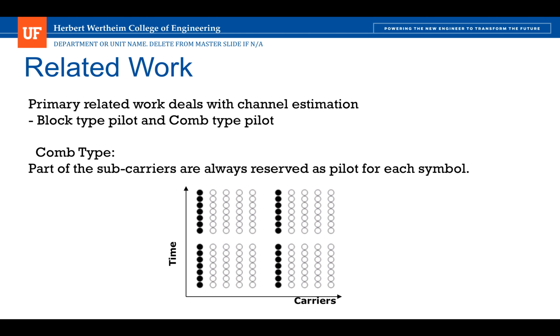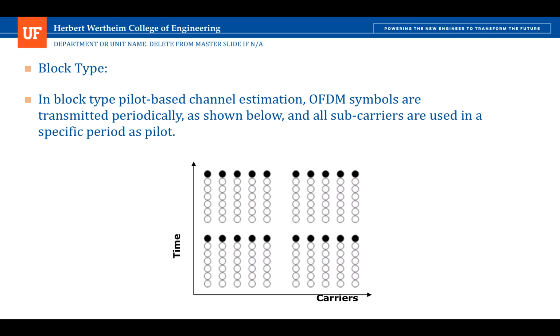Related work. Primary related work deals with a variety of methods of channel estimation, including block type pilot and comb type pilot. For comb type pilot, part of the subcarriers are always reserved as pilot for each symbol. And for block type channel estimation, OFDM symbols are transmitted periodically as shown below, and all subcarriers are used in a specific period as pilot.